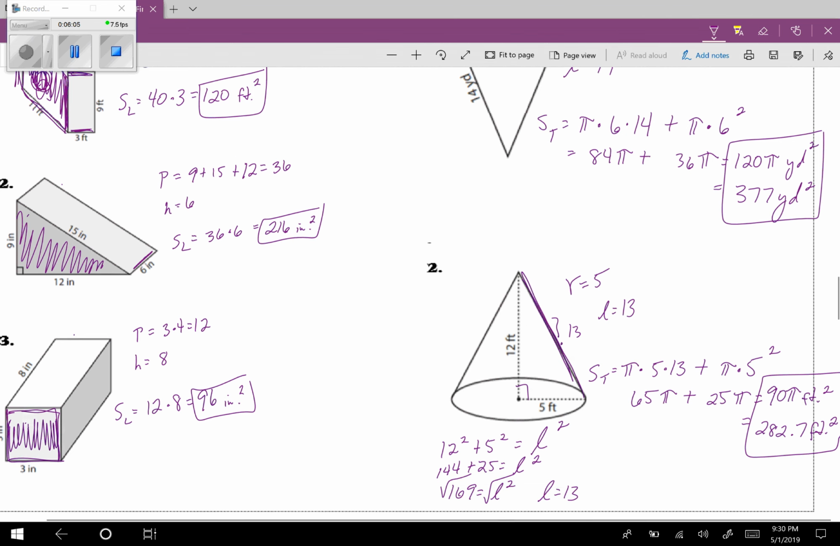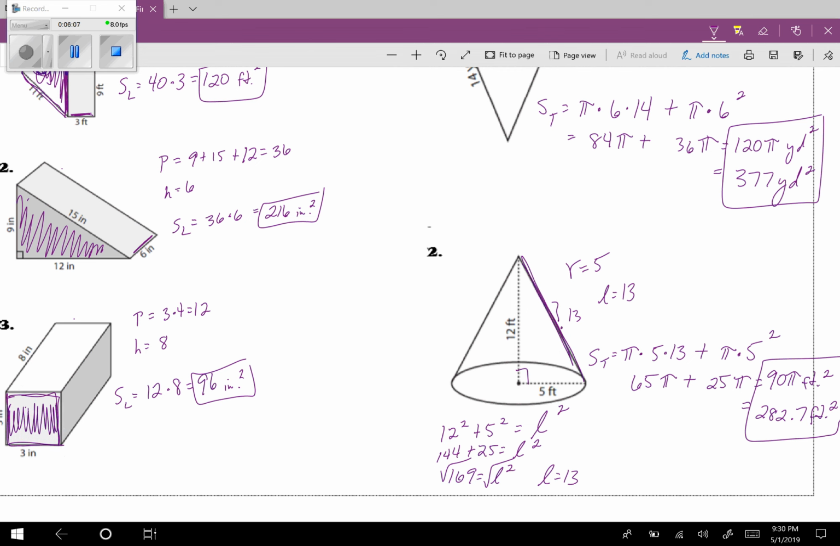So on your assignments, make sure you follow whether it says to leave your answer in terms of pi or to round to the nearest tenth. That's just what you have to do. Make sure you read those instructions. And so that's all there is to finding the surface area of a cone.